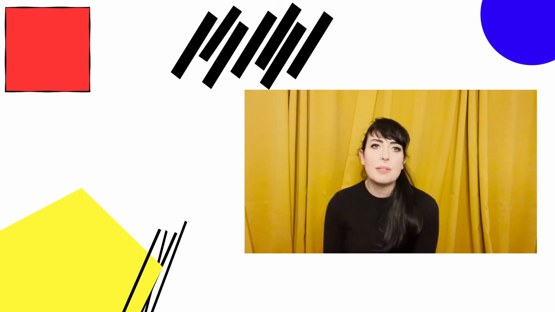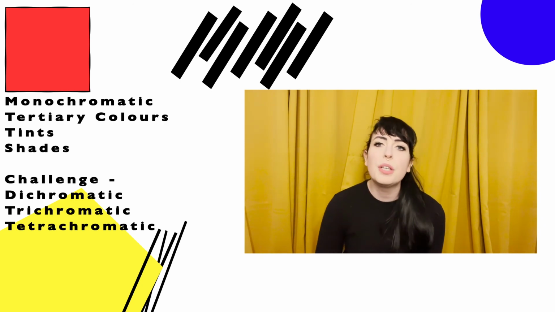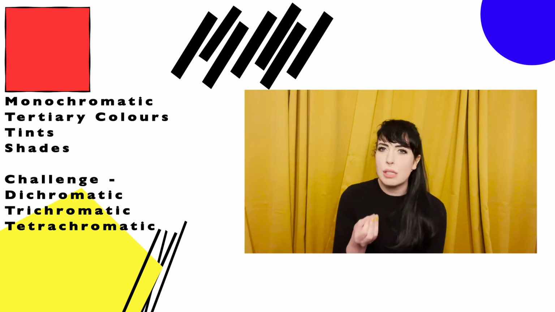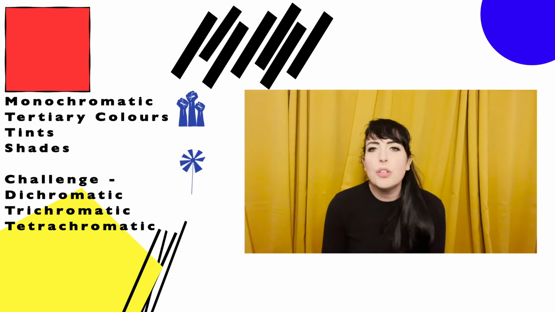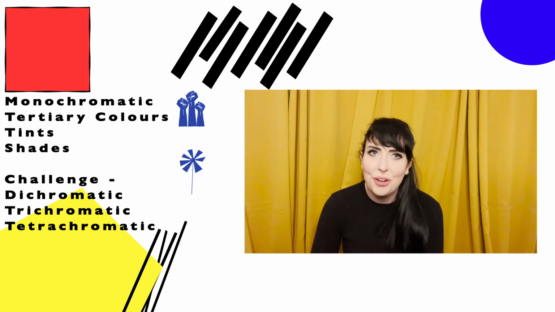So we've covered a lot of words today, and we found a lot of useful prefixes that will help us to decode words in the future. So today I want you to create a dual code for yourself. You remember the dual code symbols? These are some of the ones that we've made before. And I want you to come up with your own definition for monochromatic, tertiary colours, tints and shades.